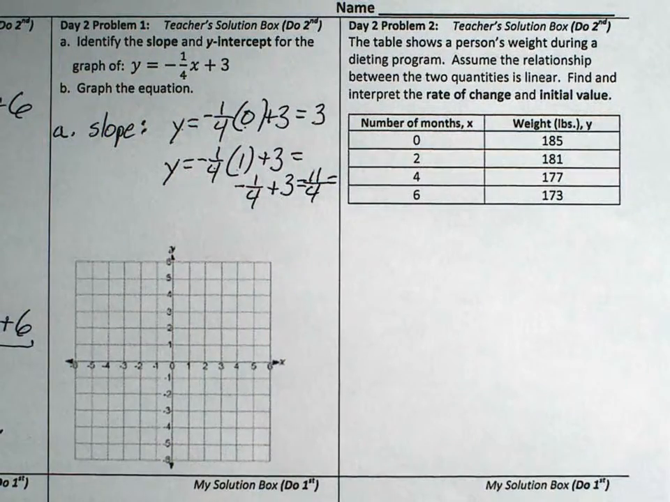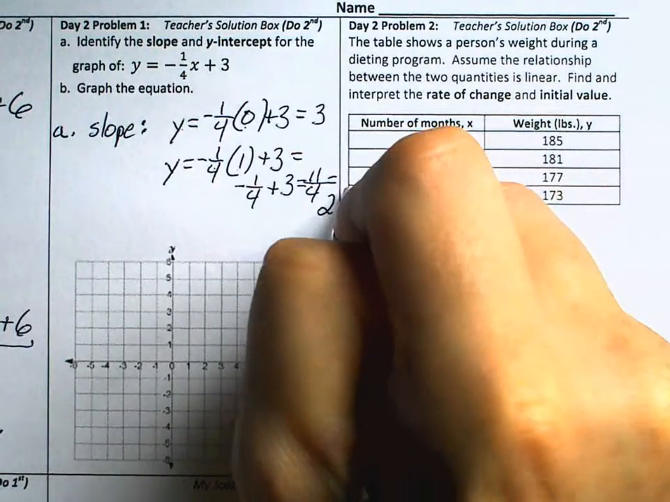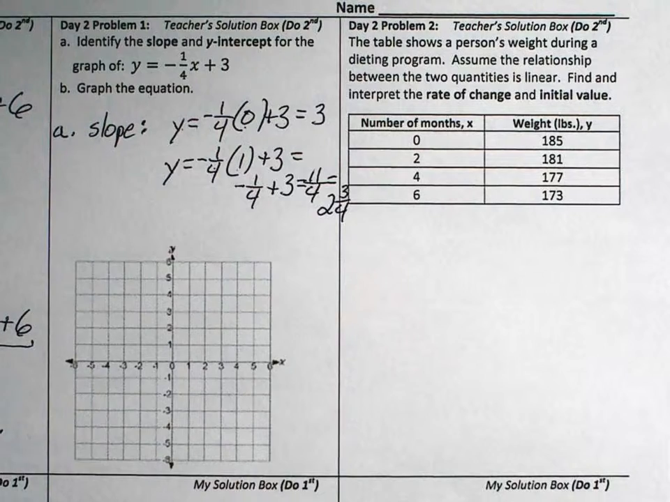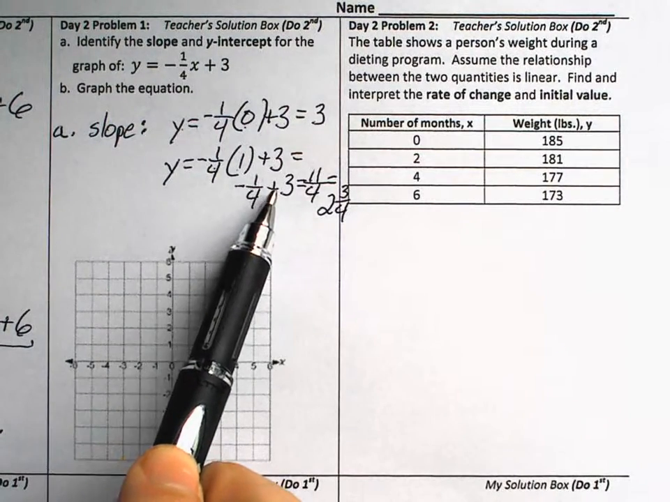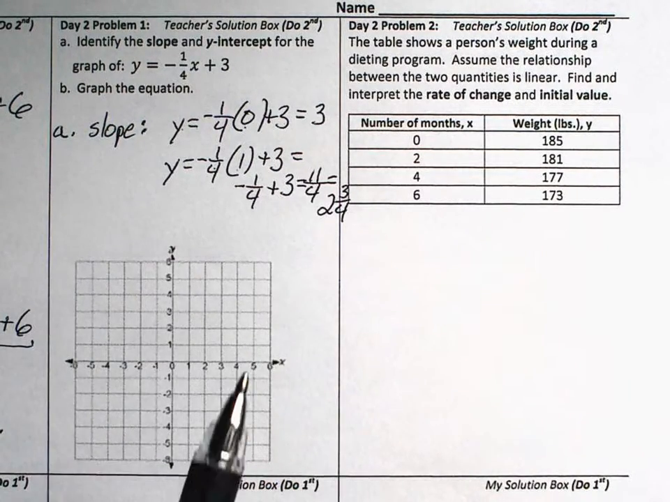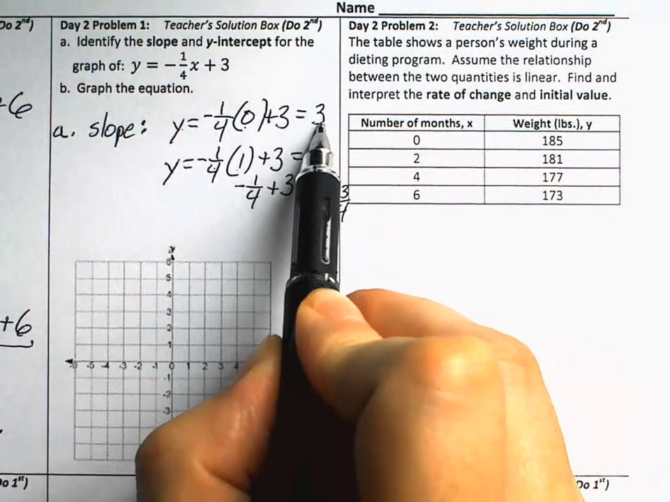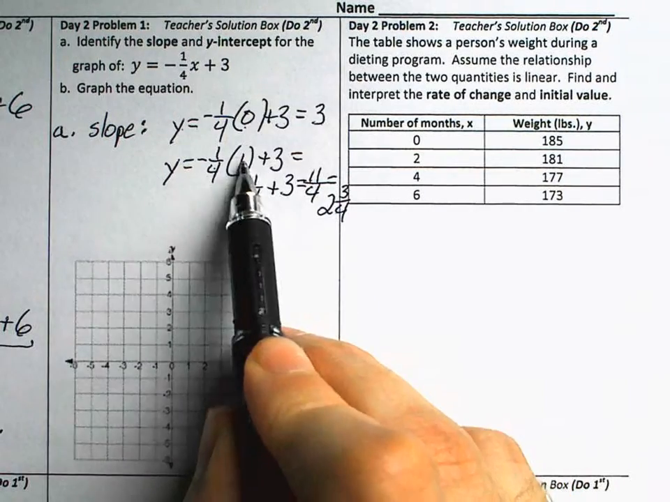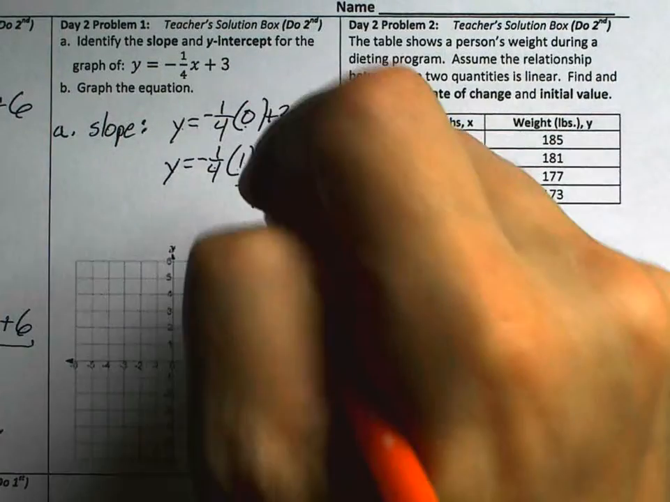And then this can be changed to a mixed number. 4 divides into 11 2 times with a remainder of 3. 2 and 3/4. It was probably possible to figure out that negative 1/4 add 3 makes 2 and 3/4 to begin with. Here is the value of y when x is 0, and here is the value of y when x is 1. So let's look at the changes that have taken place.